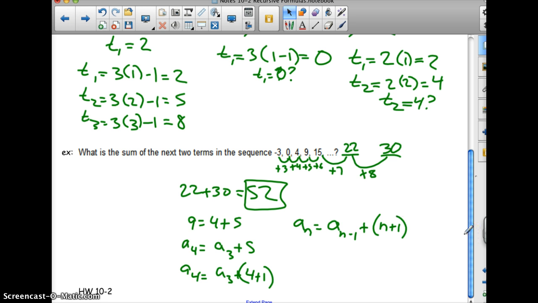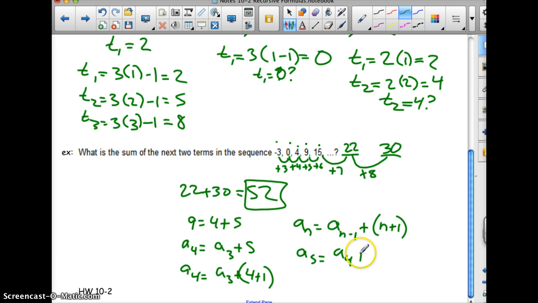And I'll try and check and see if that's going to work. This was the first, second, third, fourth term. Let's see if I can get 15 for a sub 5 using this formula. So a sub 5 is a sub 4 plus 5 plus 1, which is going to be a 6. A sub 4 is 9 plus 6, and that gives me the 15 that I want.